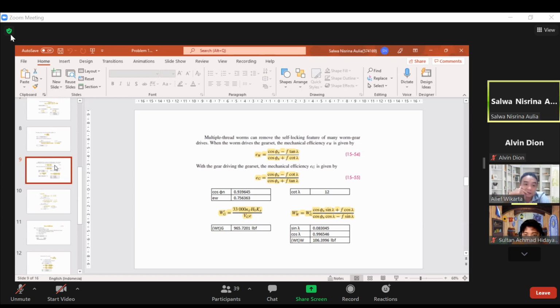Yes, sir. Efficiency is output per input, right? So it means if you have 4 horsepower in the input, and then the output is only 3 horsepower, yeah. Yes. Is it also happen in the helical gear?